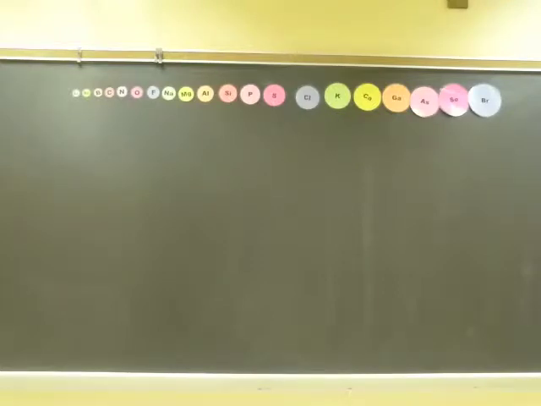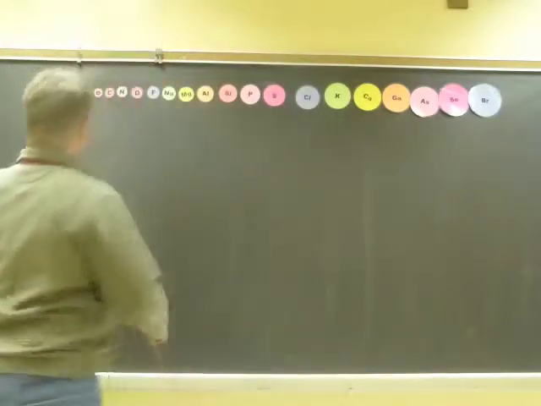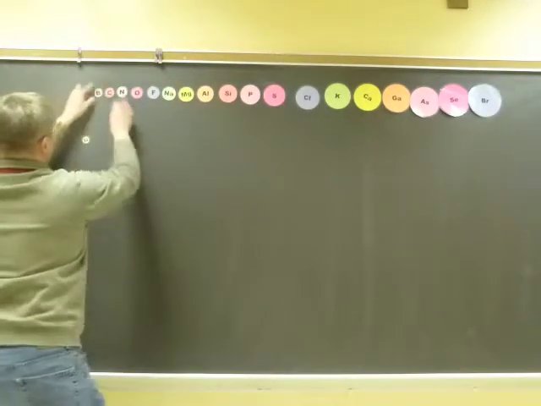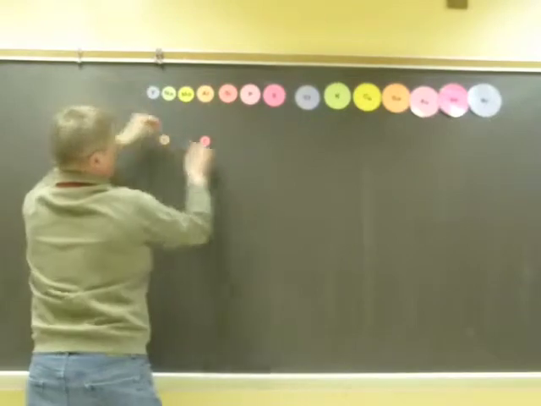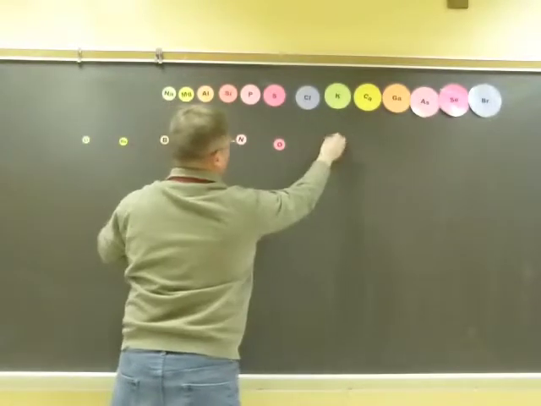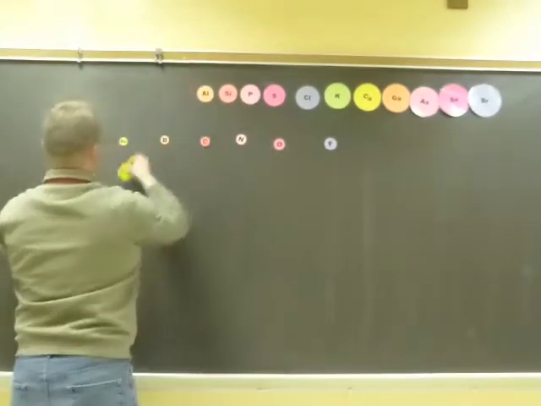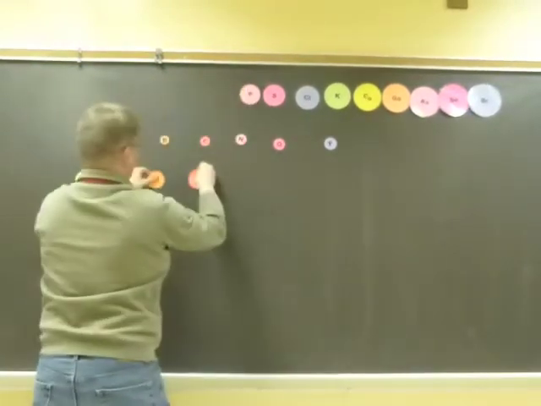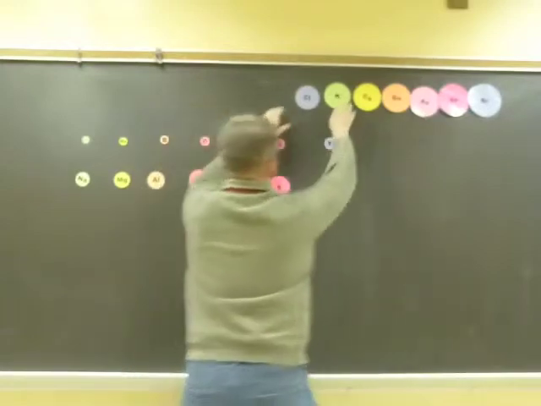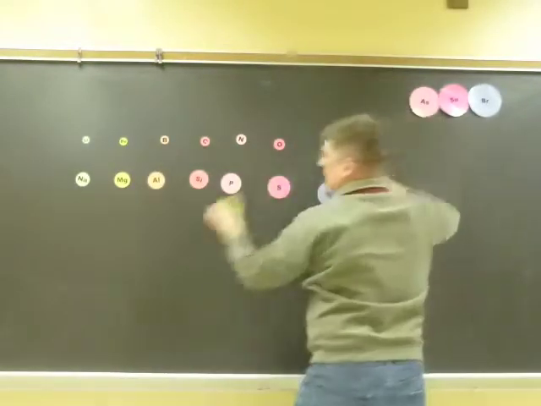So what he did then was he took those elements and rearranged them. He put them out again according to increasing size. But when the pattern of properties repeated itself, he started a new row, so that elements that had the same chemical properties ended up in columns.